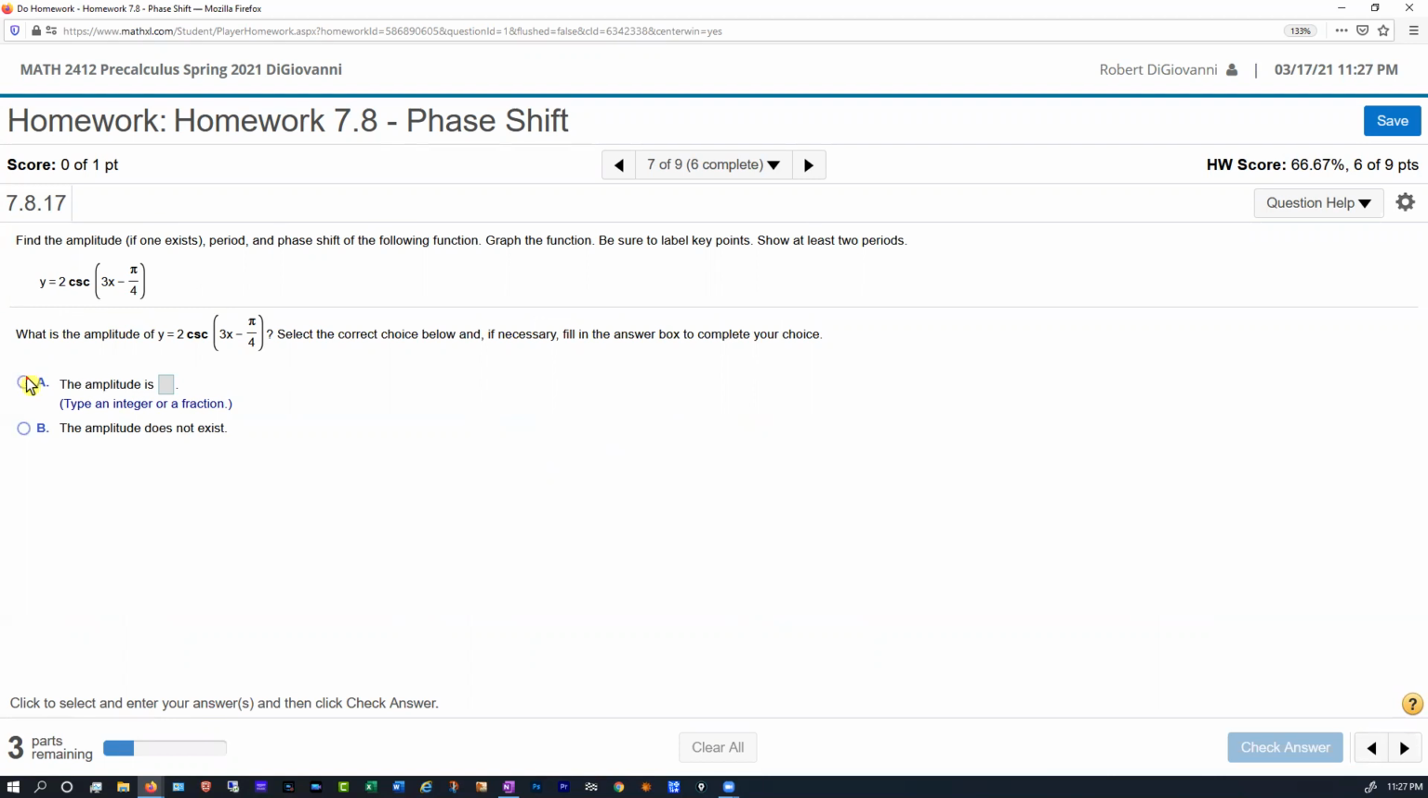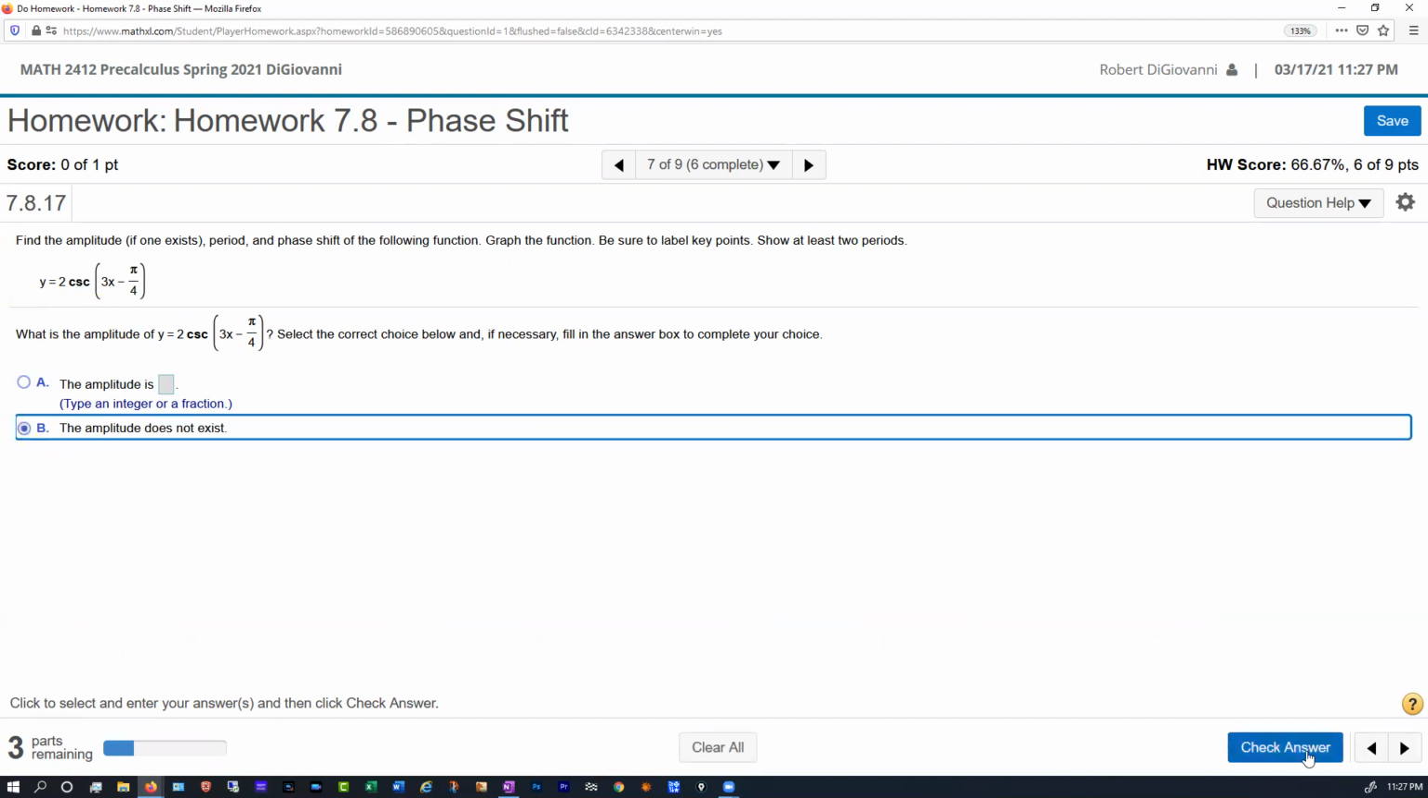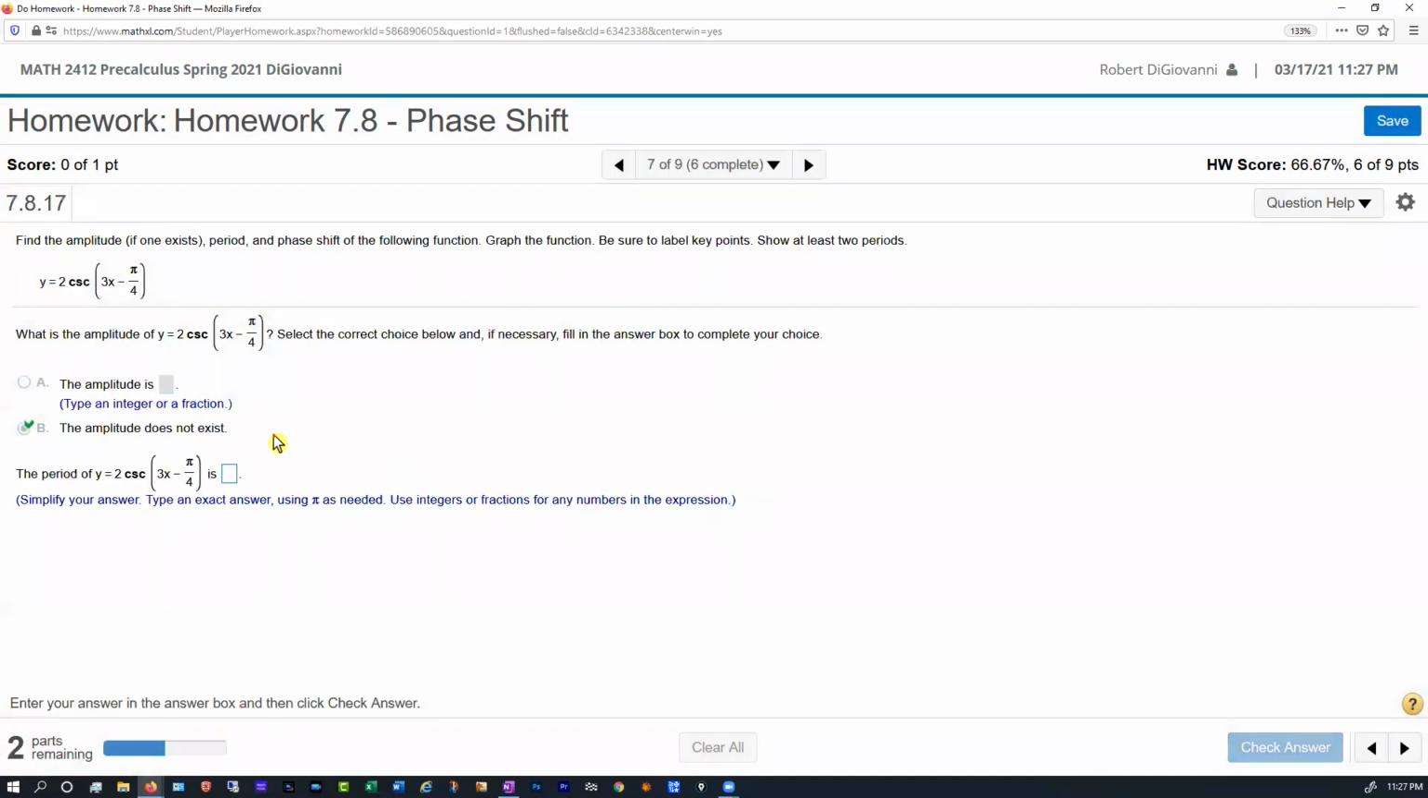All right, what is the amplitude of this? Well, this is a cosecant function. Cosecants don't have amplitudes because they have those little parabolas. So it doesn't have amplitude. All right, what's the period? Because it's a cosecant function, it's a reciprocal of sine. I just do 2 pi divided by omega. So that's 2 pi over 3.